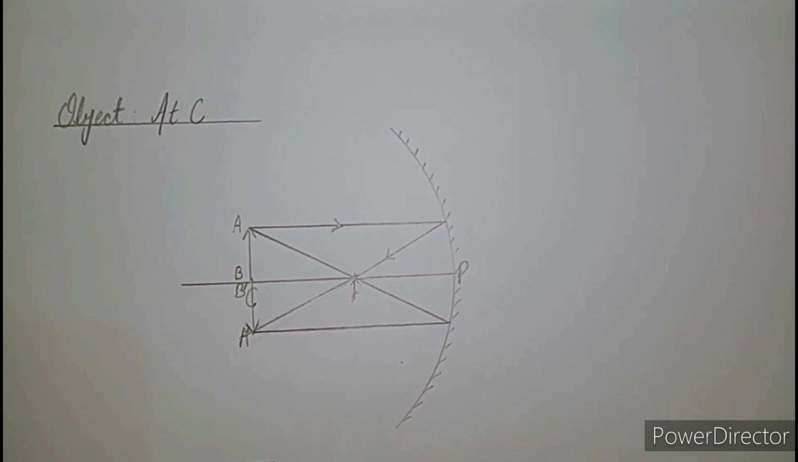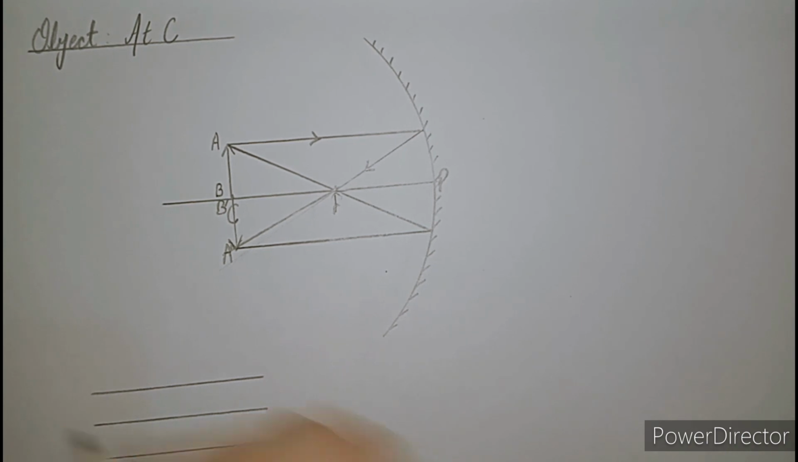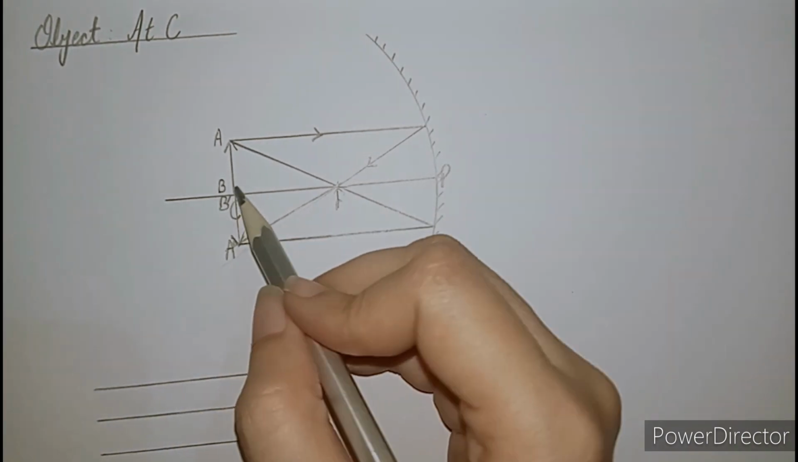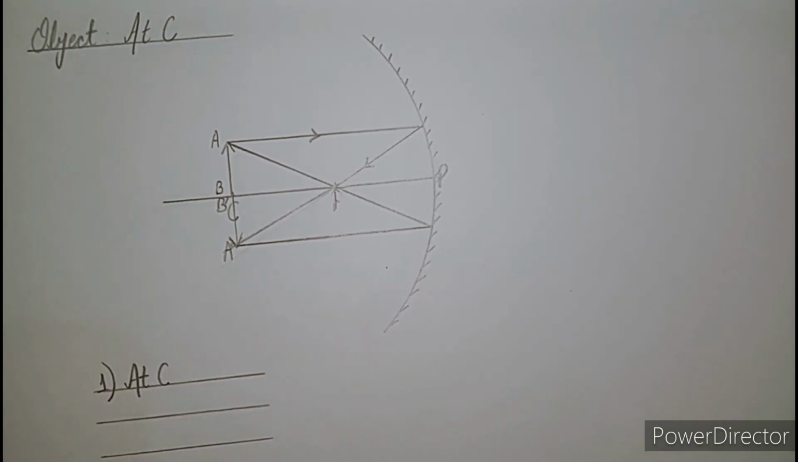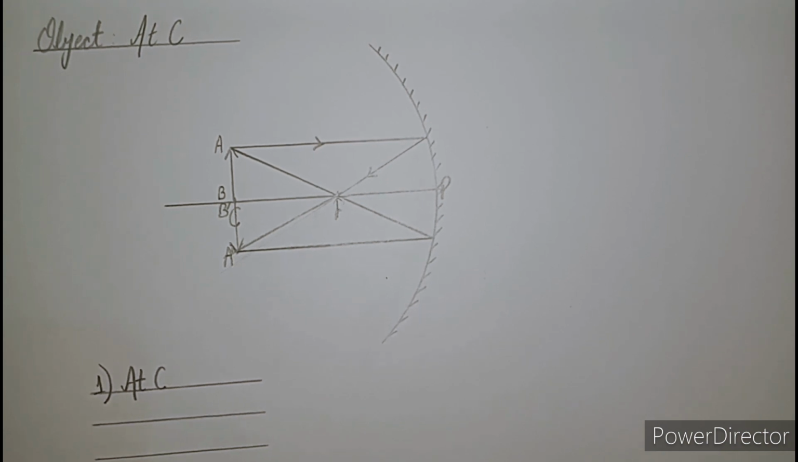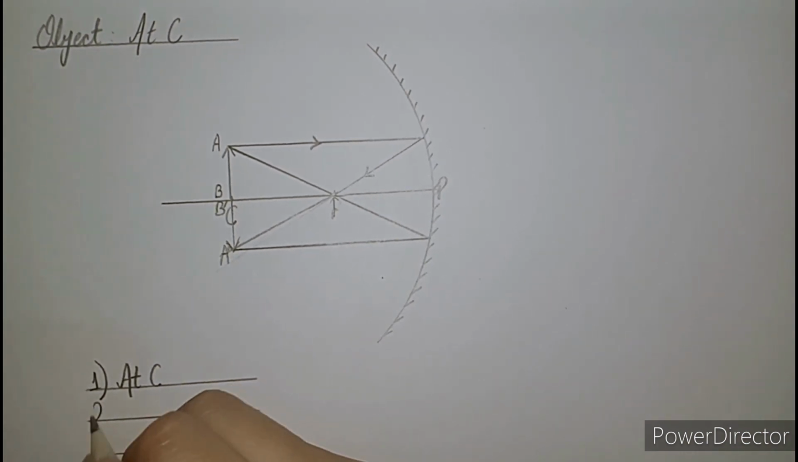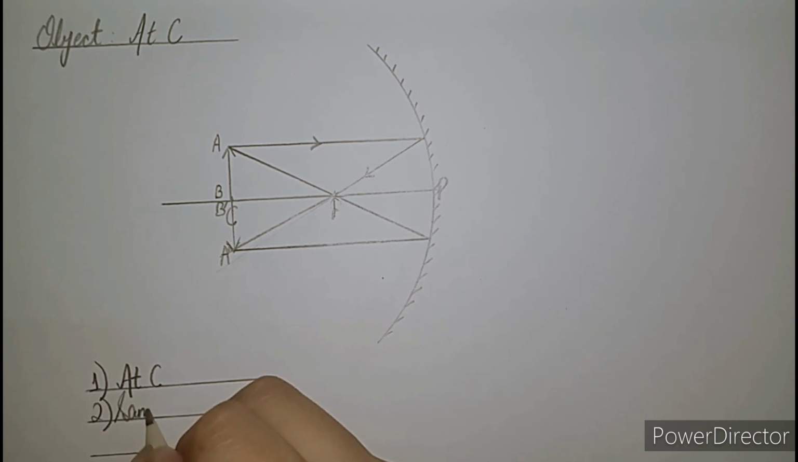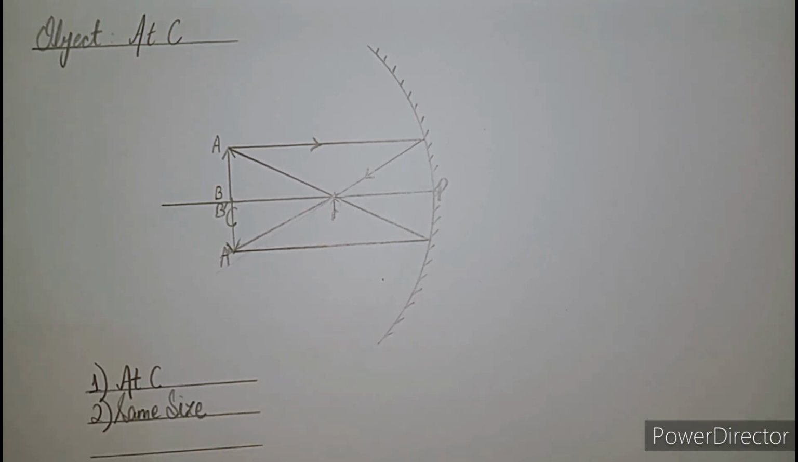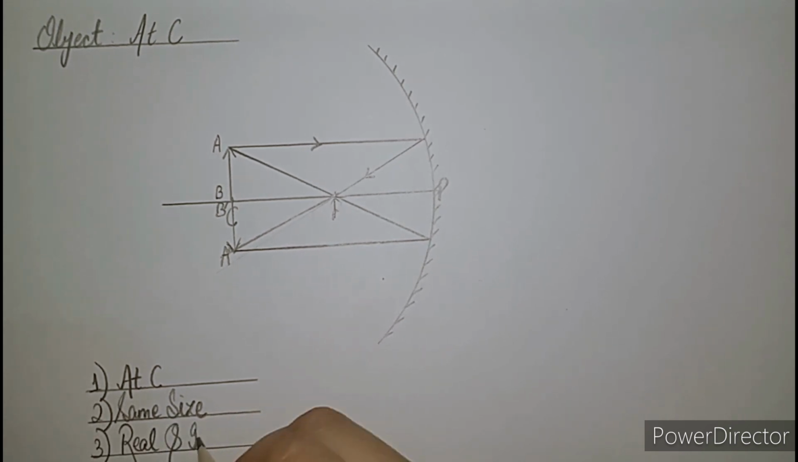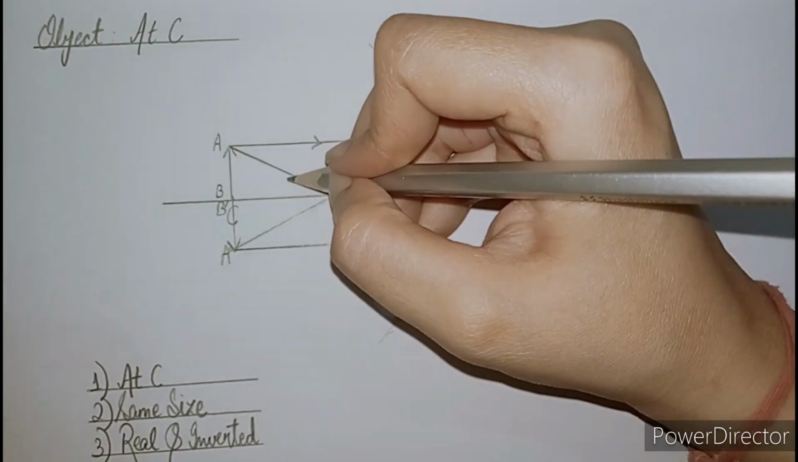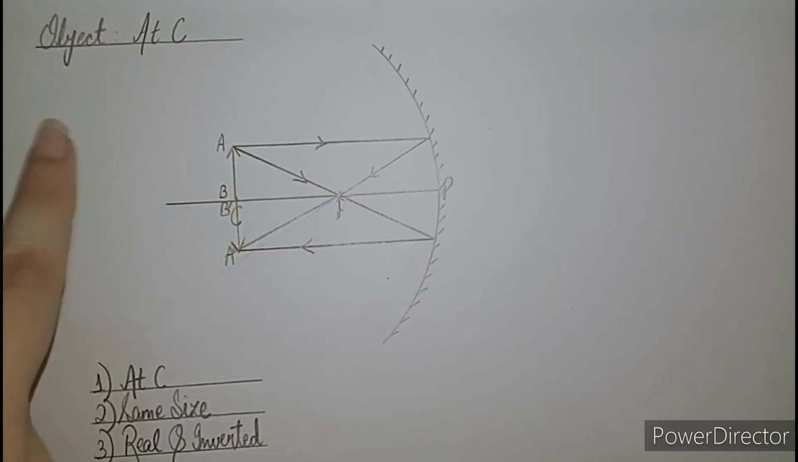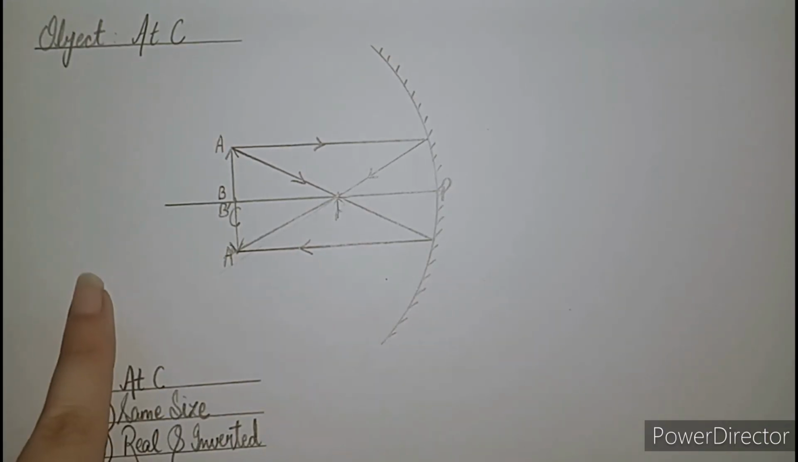So the three characteristics of image in this case would come like this. First, where is the object? At C. Image is also formed at C. So the very first characteristic is that the image is formed at C. The second characteristic would be, yes, it's of the same size as the size of the object. And the third, it is real and inverted. Don't forget to mark the arrows as I have done in this case. It is from the focus and it is becoming parallel to the principal axis.